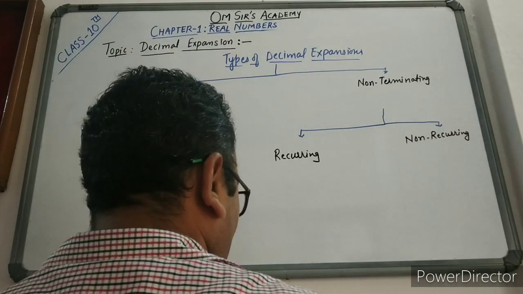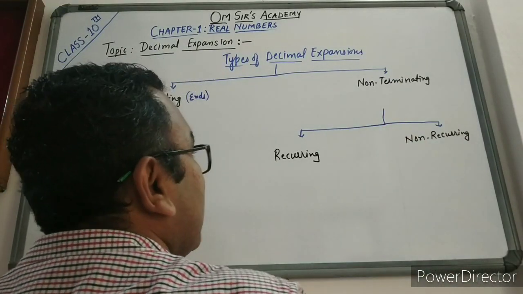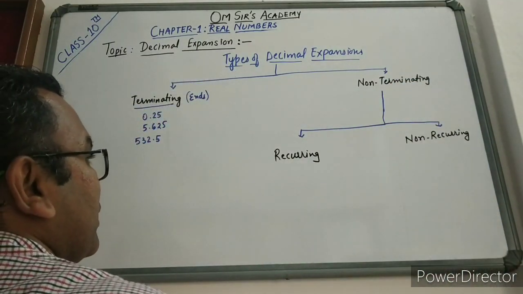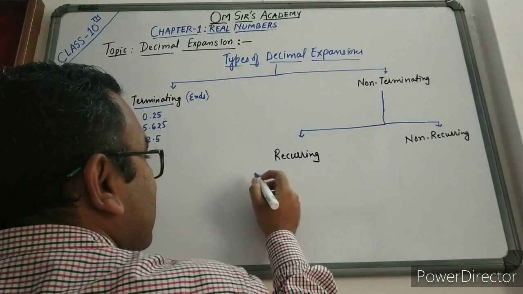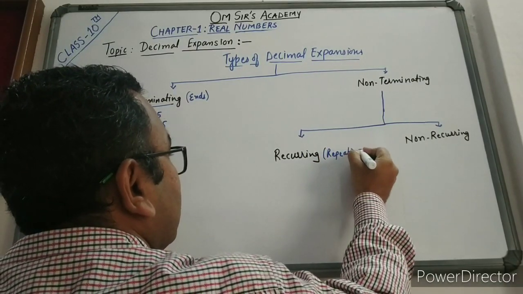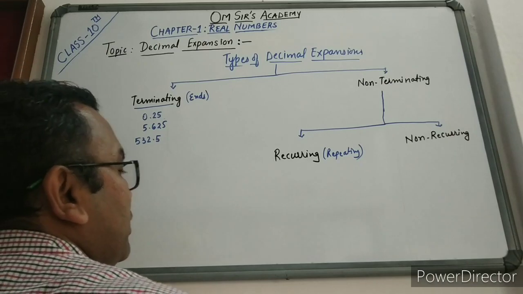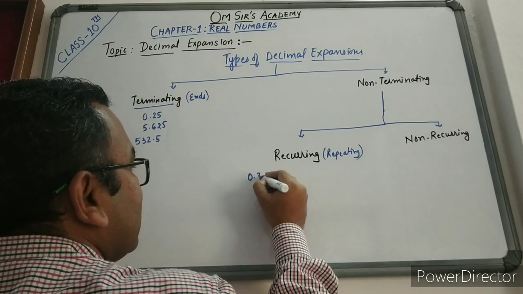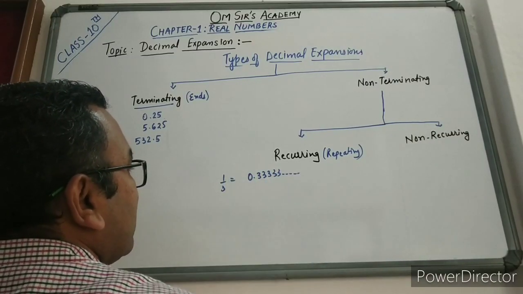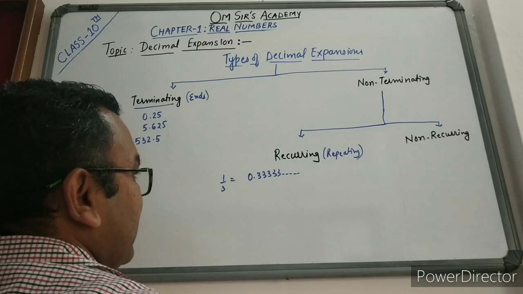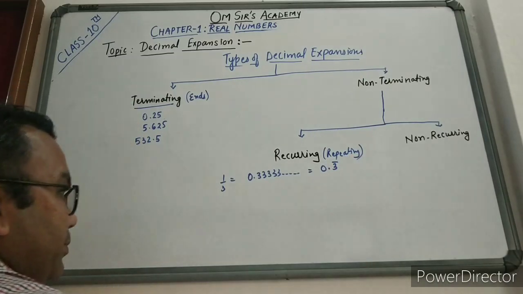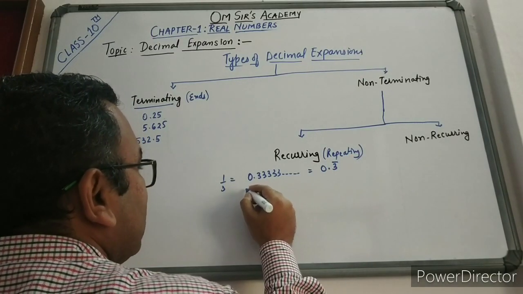Now friends, in case of non-terminating decimal expansions, there are two categories, that is recurring as well as non-recurring. So what are recurring? Recurring decimals are those which, as the name suggests, are repeating. Recur means to repeat. For example, 1 upon 3 can be written as 0.33333 dot. That is a recurring decimal. If we want to write it in short, we write it as 0.3 bar. Is it clear?